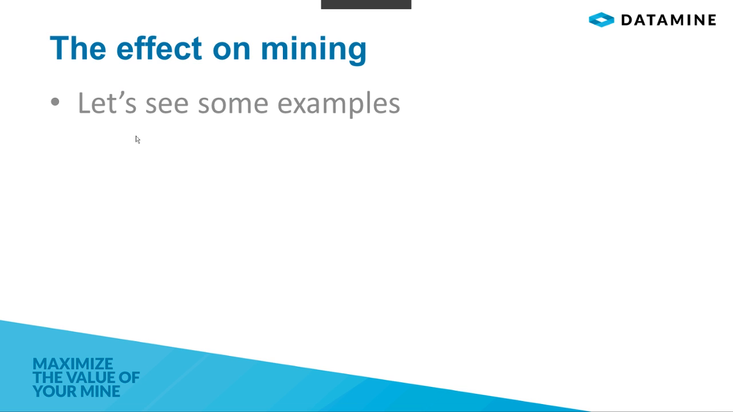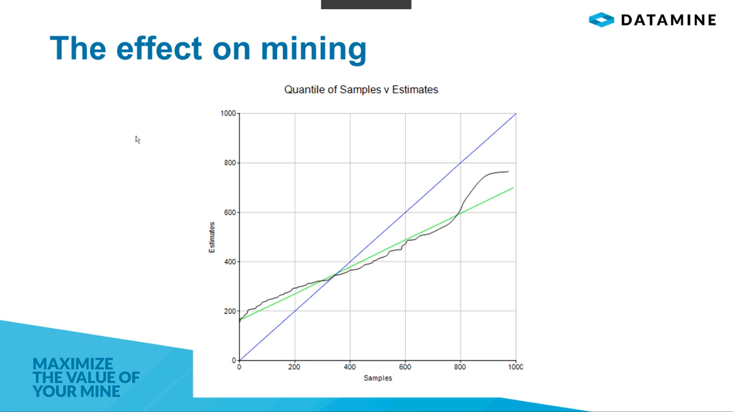So if we just check out some examples, just a few graphs to show you the sort of tangible outcome of smoothing. This is a quantile plot where we're plotting the quantiles of the samples on the x-axis against the estimates on the y-axis. If you look at the x-axis at about a grade of 200 and read up to the block grade, you'll see that you have a slightly higher block grade, although it's at the low end of the spectrum.